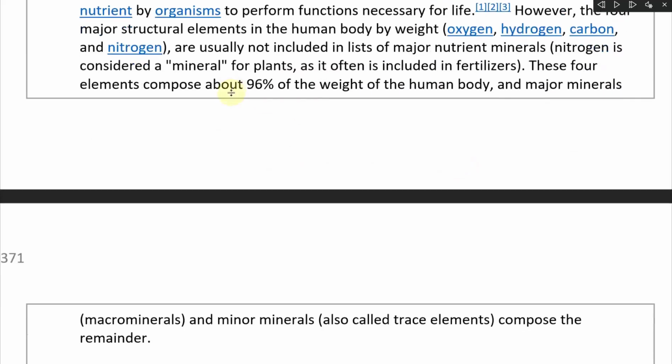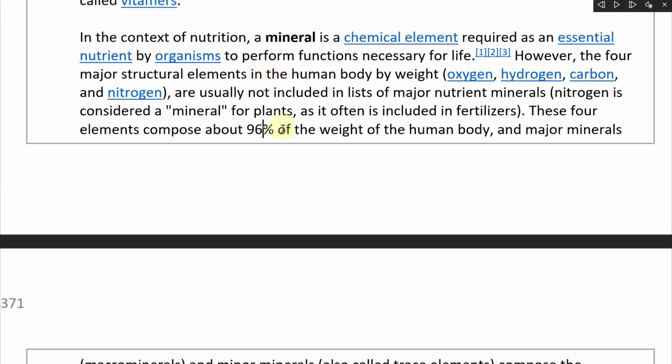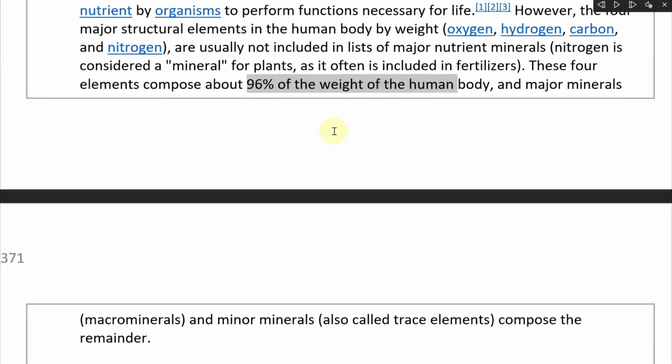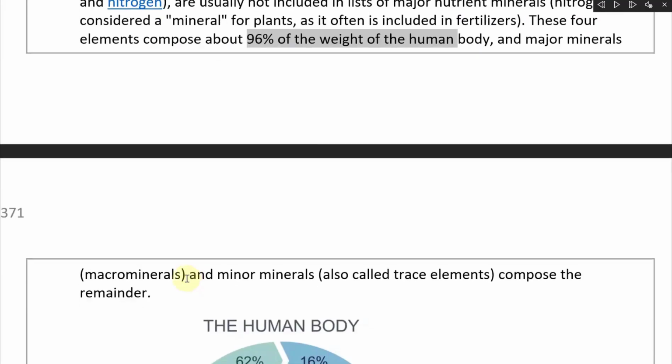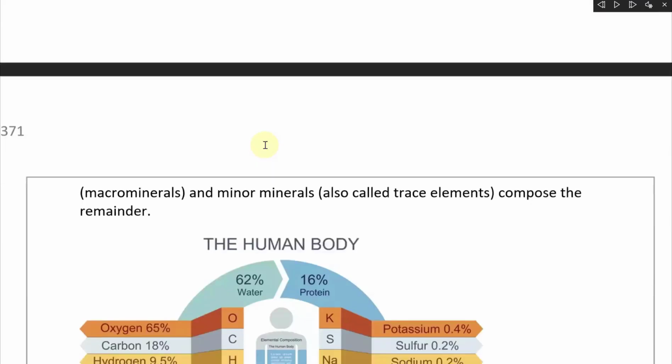So these 4 elements compose about 96% of the weight of the human body. Essentially, it's not that it's necessary, it's that this is you. And major minerals, or macro minerals, and minor minerals, which are also called trace elements, compose the remainder. So there's barely any of the minor minerals or trace elements, and then you have the macro minerals, more of them than the others.